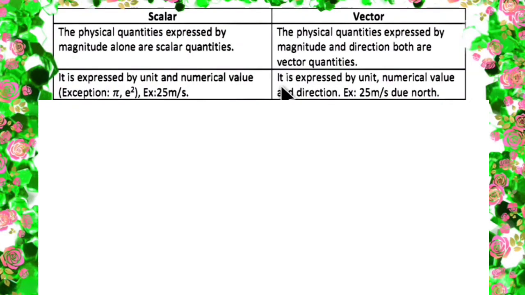Whereas in case of vector quantity, it is expressed by unit, numerical value and direction. Example, 25 meters per second due north. So 25 is the numerical value, meters per second is the unit, and due north. That means the work is going on in the north direction, or the object is moving in the north direction. We have the information about the magnitude of the quantity and the direction also. So in this case the quantity will be considered as a vector quantity.